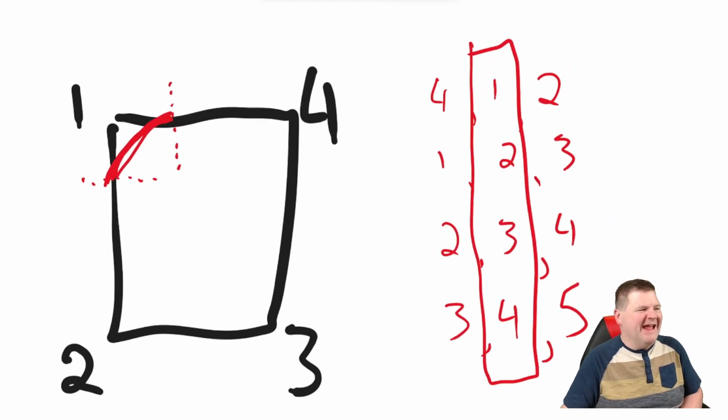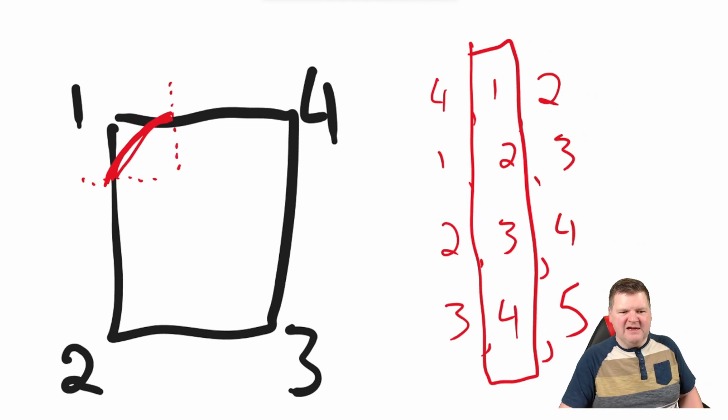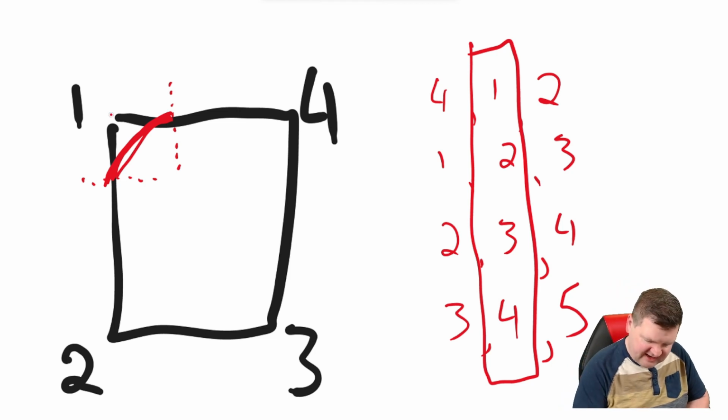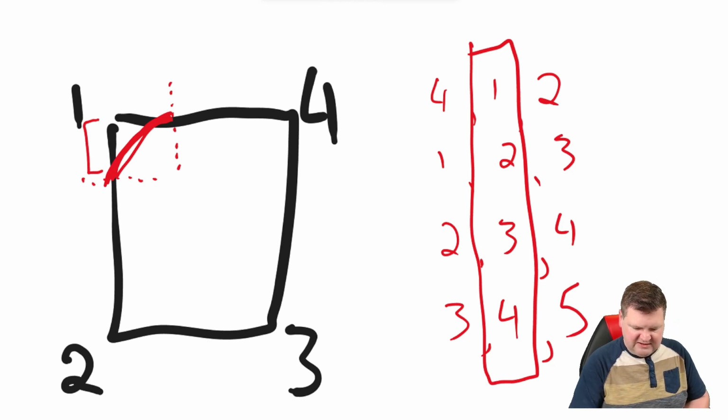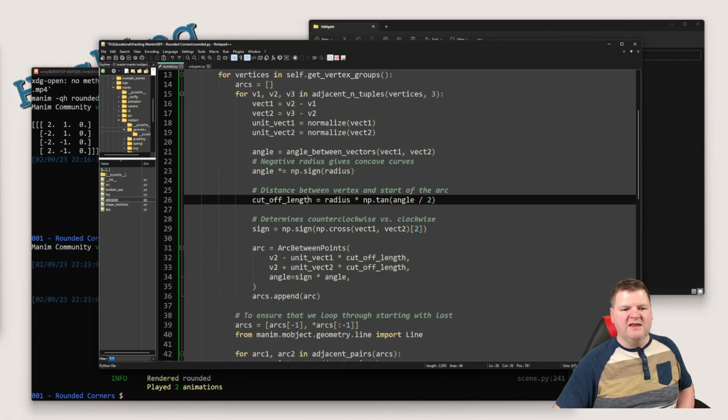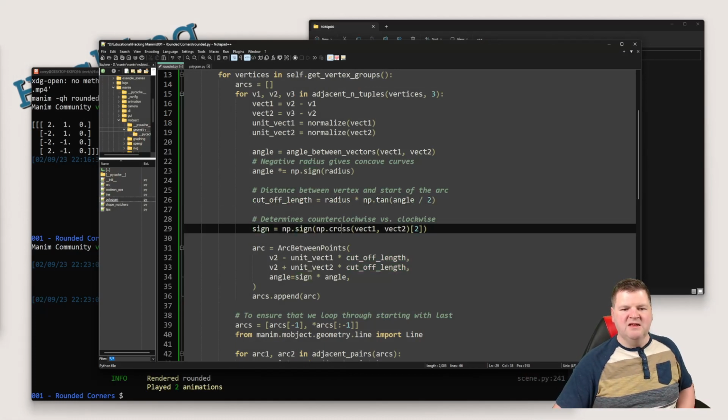There. Anyway, so what that piece of code is doing is it is saying, give me that cutoff length, which is this right here. That's the cutoff length. And all right, go back to the code. We've got the cutoff length. We get the sign using the cross product. Again, more linear algebra. It's working, so I'm not going to touch that.